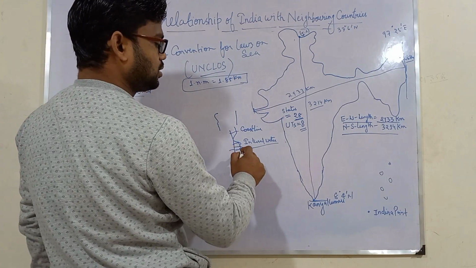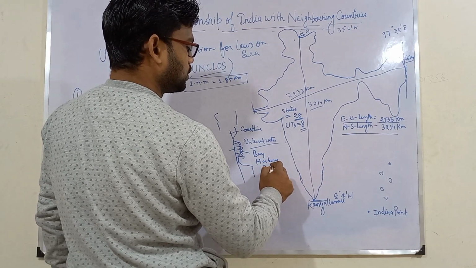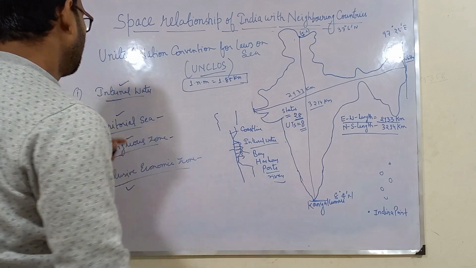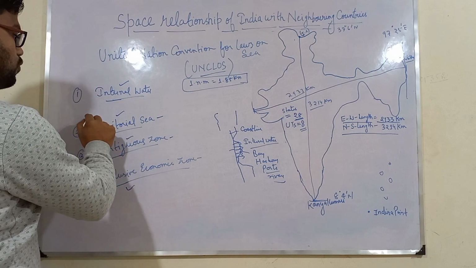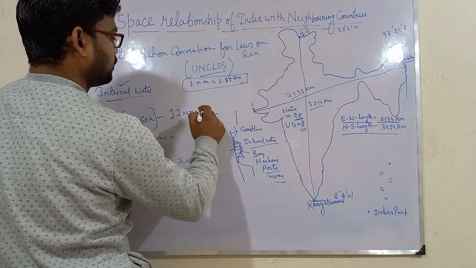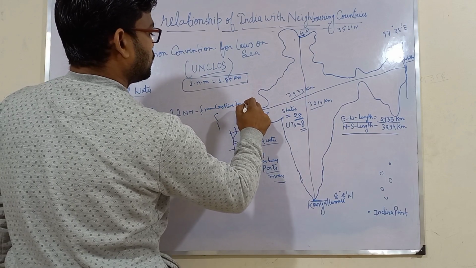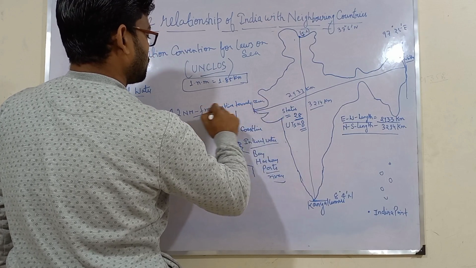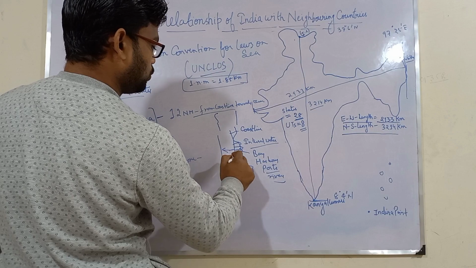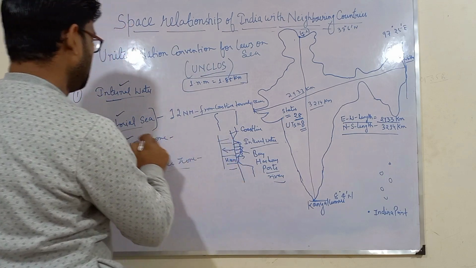What all things are present in this internal water? It may be a bay, a harbor, ports, rivers, etc. All of these are present in internal waters. Now we have the territorial sea. What is this territorial sea? The territorial sea is 12 nautical miles from the coastline towards the ocean. So if this is the coastline, then pointing toward the ocean, up to 12 nautical miles, this area will be known as the territorial sea.